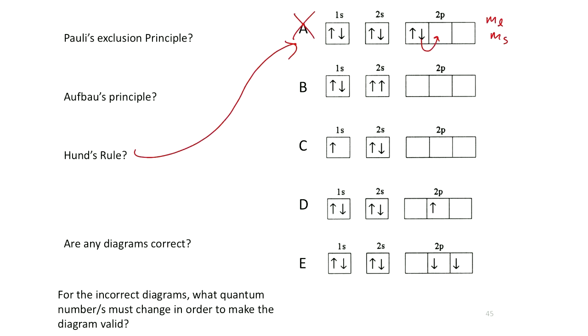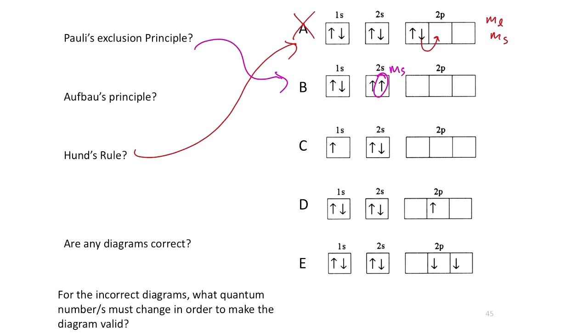What about B? Is B correct? No. What's wrong with it? It violates which rule? And this is the hard part. Yeah, I know it's wrong, but why is it wrong? Which rule? Pauli's, yep. And so how could we change a quantum number to make this right? You would take this electron and flip it, right? So what quantum number are you changing? MS, that's how you change it.